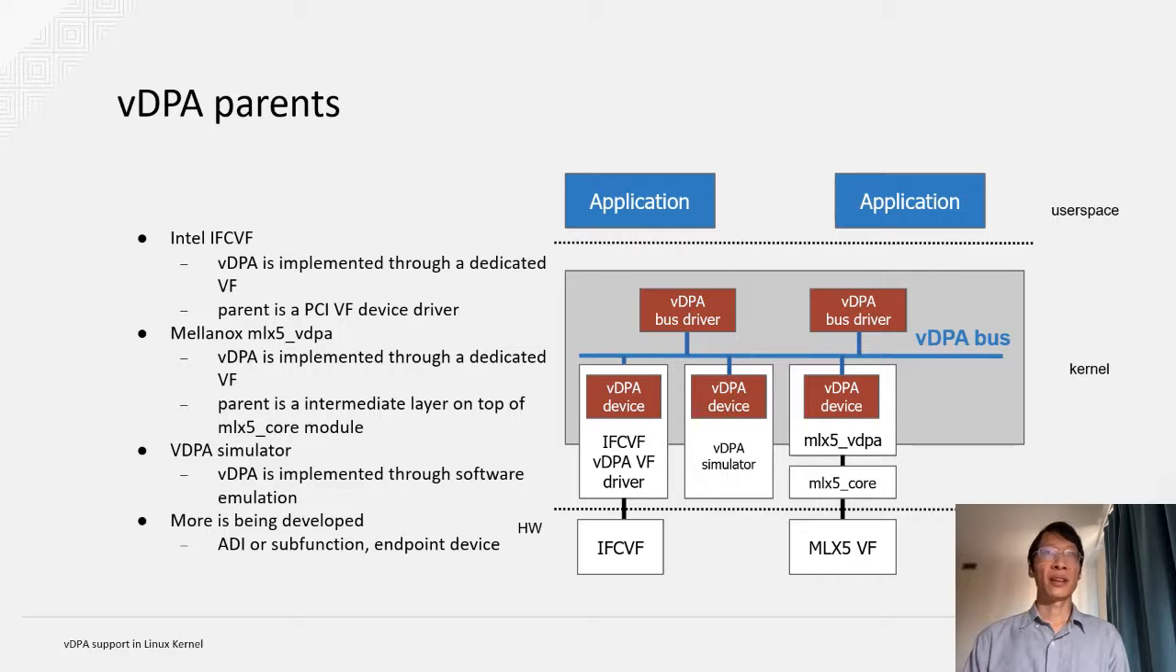Its parent is an intermediate layer on top of the existing mlx5 core module. And the third parent is the VDPA simulator, which is basically used for device testing, feature prototyping, etc. So this parent is implemented purely through software emulation. And we are working with vendors for more types of VDPA parents, such as the ADI, which complies with the Intel Scalable IOV specification, or vendor-specific device slices such as subfunction, or even a PCIe endpoint device, which means the VDPA is implemented via a remote SoC.